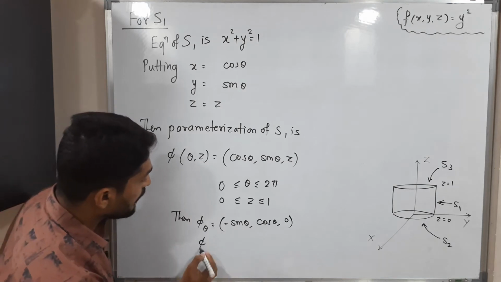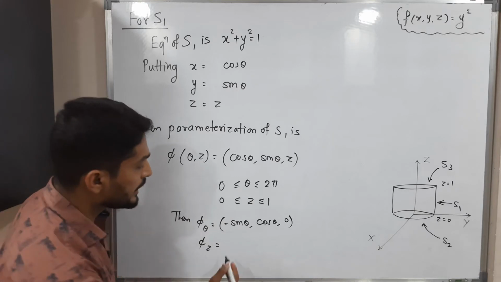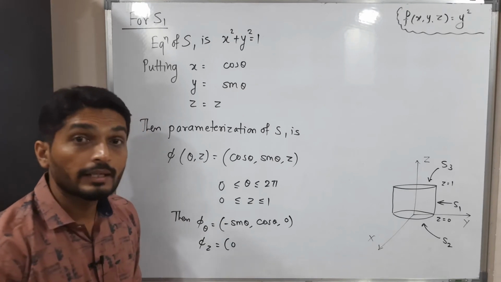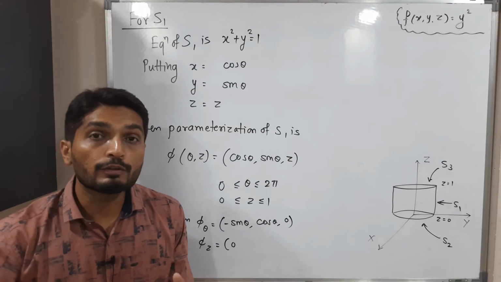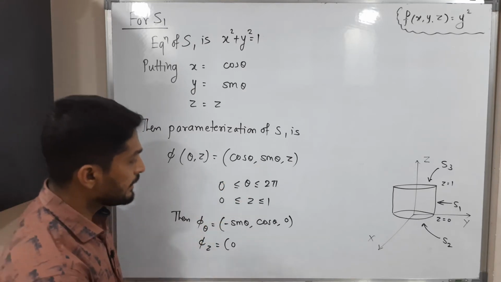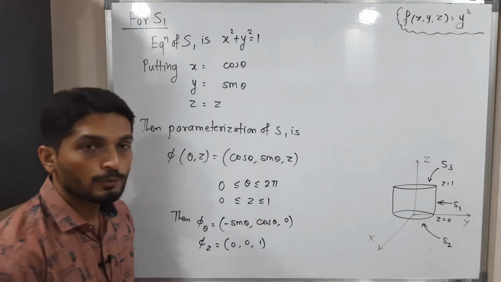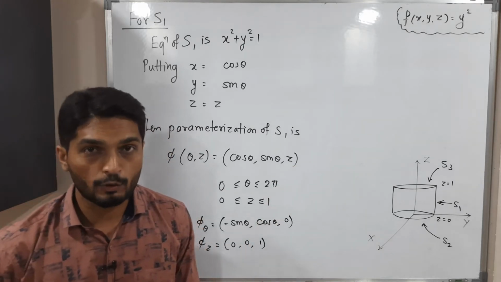Now the derivative of phi with respect to z. The derivatives of cos theta and sin theta with respect to z are 0, since z is not there, only theta is there. When you differentiate with respect to z, theta is constant and the derivative is 0. The same thing happens here: derivative 0, and the derivative of z is 1. So we got the partial derivatives. Let us take the cross product now.